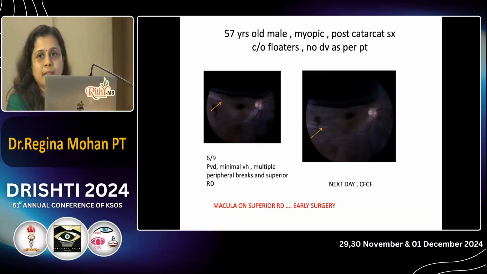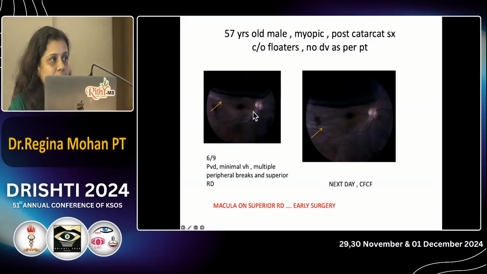Now the second thing is a macula on RD. Okay, so in this case you can see this is a 57-year-old male, myope, post cataract surgery. He came with floaters actually. So in the first picture you can see when he presented he had a 6/9 vision. Macula was just on.